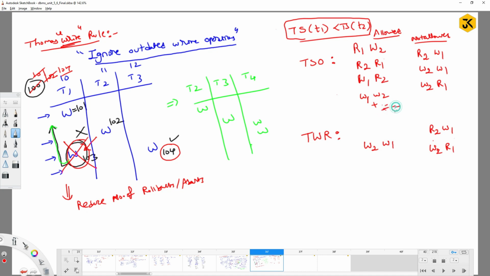So if there are any other kinds of operations, they are going to be allowed, right? Similarly, all other operations are going to be allowed, whatever is allowed by the timestamp ordering protocol. In addition to that, we are going to allow write 2 followed by write 1 operation also. That is the difference between the timestamp ordering protocol and the Thomas Write Rule.